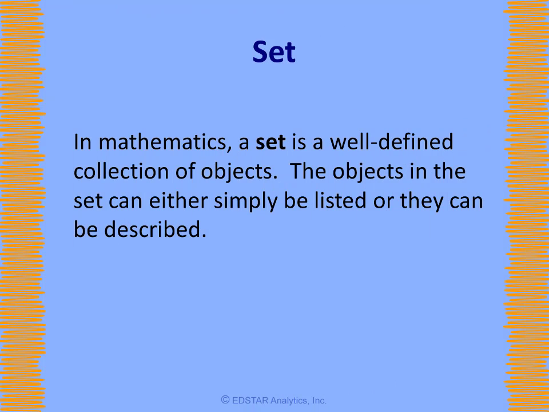In mathematics, a set is a well-defined collection of objects. This means that for each object, whether or not that object is in the set is precisely defined. There's no vagary about whether or not an object is in the set. The objects in the set can either simply be listed, or they can just be described.